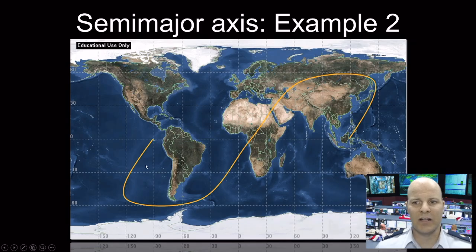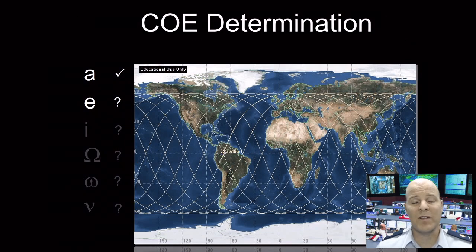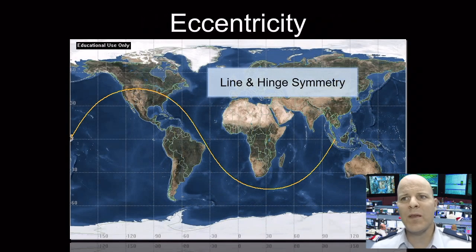And our ground track can look, in fact, not just perfectly symmetrical, but can actually look asymmetrical as well. And so we're going to talk about that now when we talk about our eccentricity. So what do we mean by eccentricity? That's the ellipticalness of our orbit.